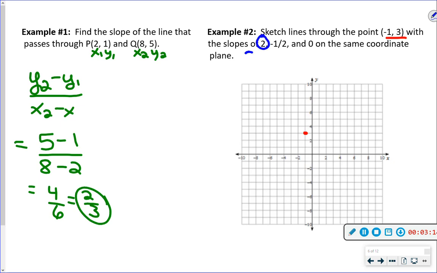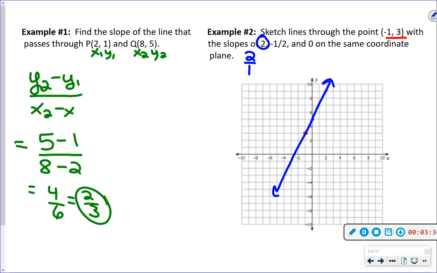Let's do 2 in blue. So I'm thinking about that in fraction form, 2 over 1. So the rise is 2, run 1. So start at the, well, my point's red. Start at -1, 3, up 2, right 1. And I just put several points on because we've all seen my drawing skills. So I need a few to kind of help me draw it straight.